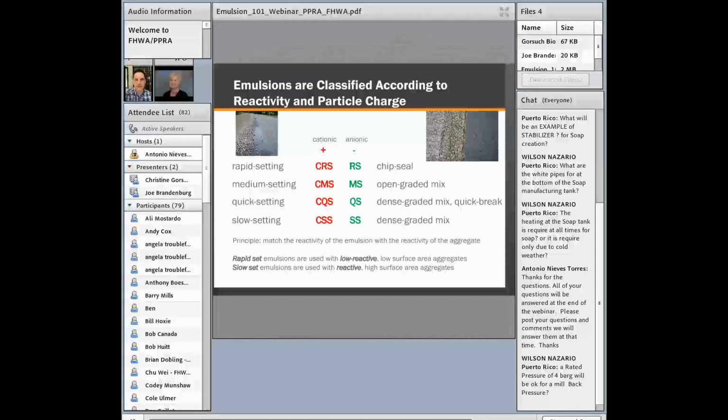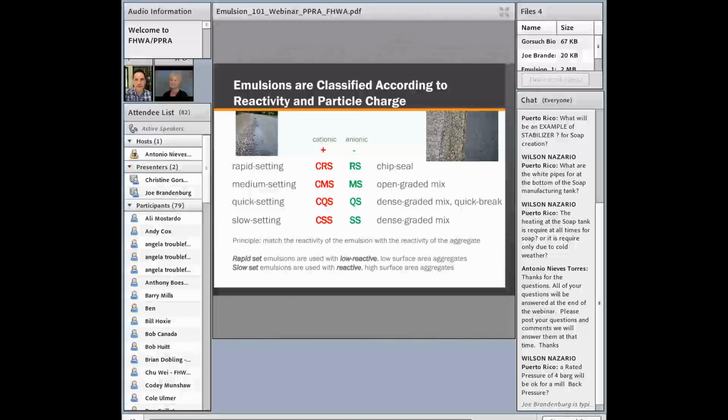So for example, the first category is rapid setting emulsions: cationic rapid set, CRS, or RS for anionic rapid set. We're going to match these more reactive, faster setting emulsions with less reactive aggregates, for example, in chip seal. If you think about a chip seal aggregate, those are larger, clean stones with not a lot of surface area, so they're not very reactive. But when we apply our emulsion on the road and then put our chips down, we do want that emulsion to break really fast so that it can grab onto the stone and we can release that water.